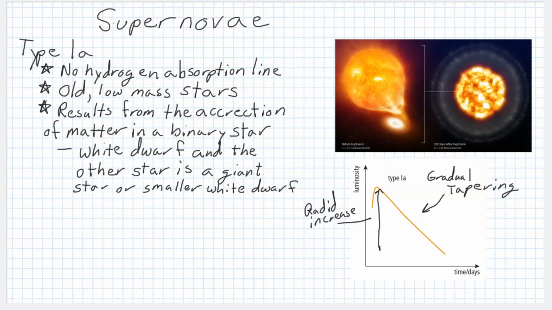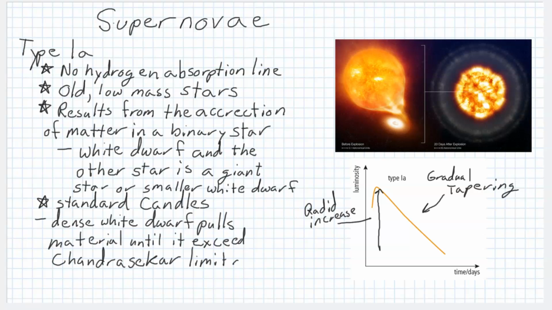All the luminosity of Type 1 supernova is the same, which makes them useful as standard candles to measure distances to distant galaxies. The reason they all have the same luminosity is this. If I have a dense white dwarf that pulls material from the other star, it can do this until it exceeds the Chandrasekhar limit of 1.4 solar masses.